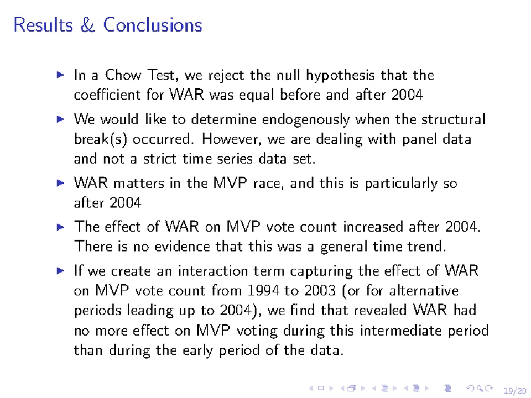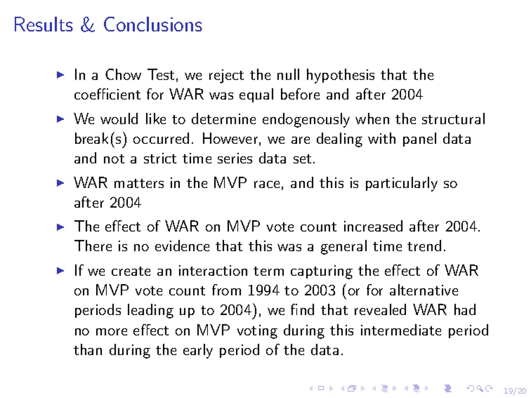We would like to determine endogenously when the structural breaks occurred. However, we are dealing with panel data here and not a strict time series data set. So we have repeated player season observations for each league season. As far as I know, the Chow test is the best we can do, so we can exogenously assess whether the pre and post 2004 periods are the same or different, and we find that they're significantly different. And given that an event actually occurred in 2004, I think an exogenous test such as the Chow test is appropriate here.